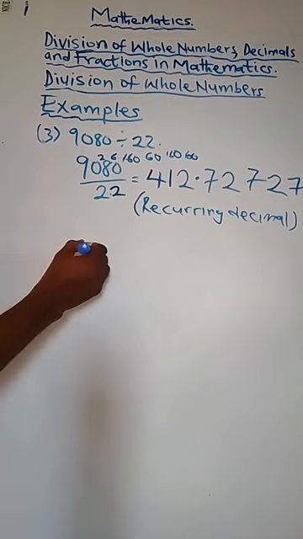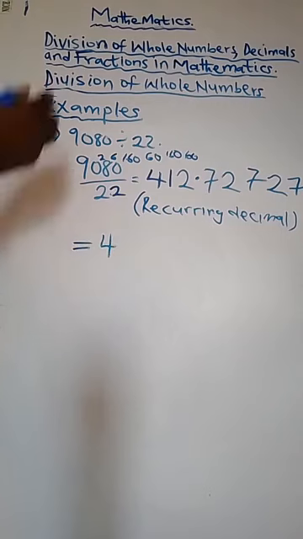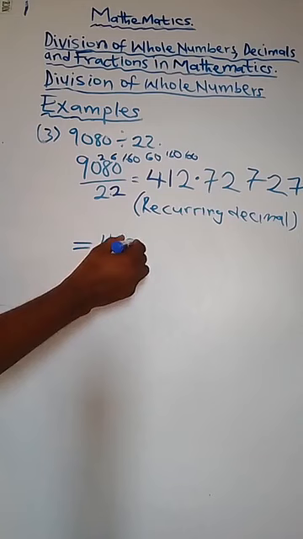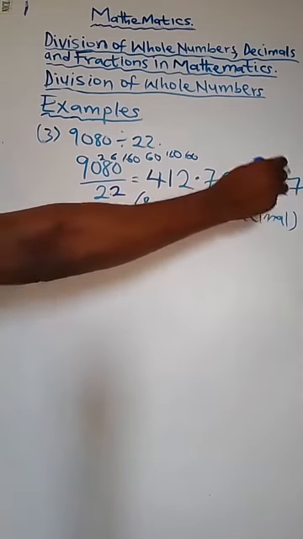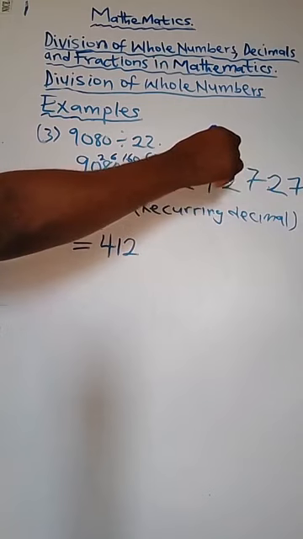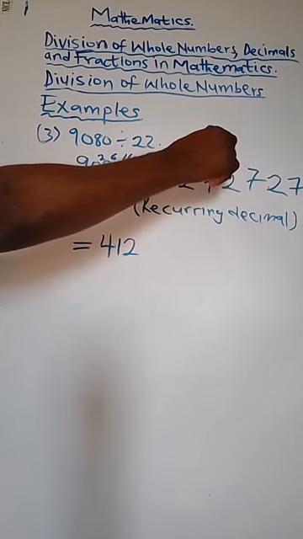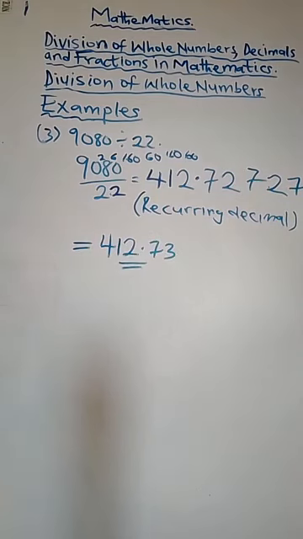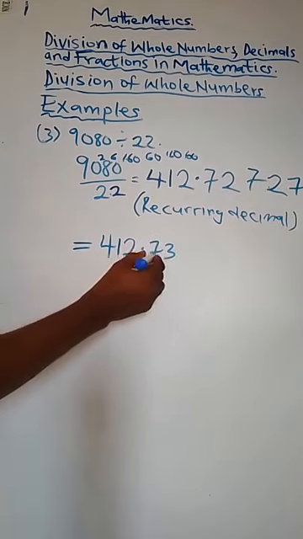Then our final answer will now be, maybe you want to take it to 2 decimal places. That is 412. Let's take it to 2 decimal places. This becomes 3, we throw it away. This is 7. We approximate it to 1 and add it to this, so 0.73. So you can choose to leave your answer like this because you are having recurring decimal.